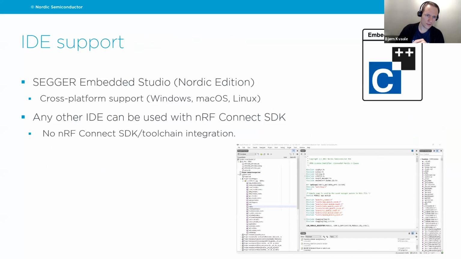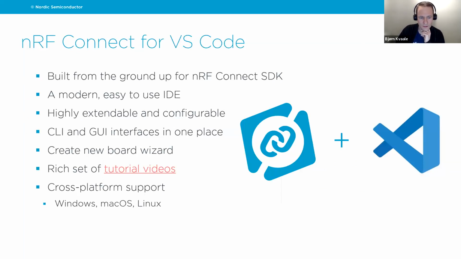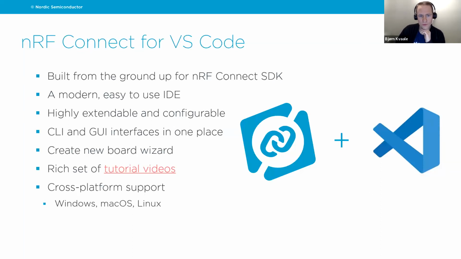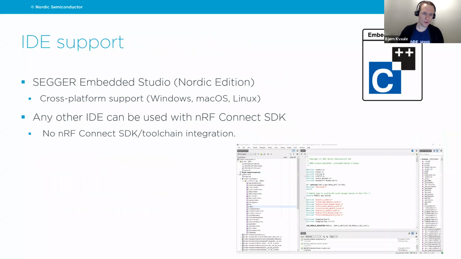We do also support Segger Embedded Studio Nordic Edition, and this also has cross-platform support. But I think if you're just getting started, and that's what we noticed from the polls too, that some of you haven't heard of Nordic that much, I would definitely recommend getting started with nRF Connect for VS Code. That's also where any future changes we'll put will go primarily. We do still support Segger Embedded Studio, so it is still a valid option if you want to use that IDE. But yeah, the recommendation is to use nRF Connect for VS Code.